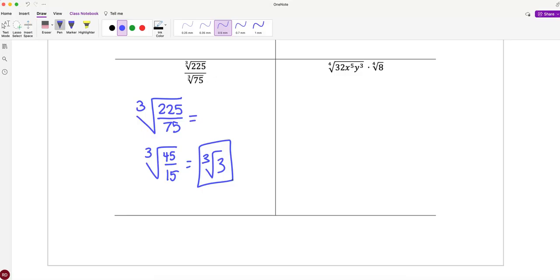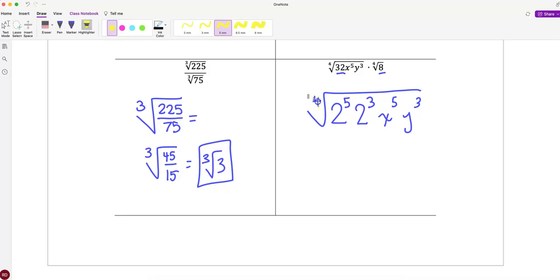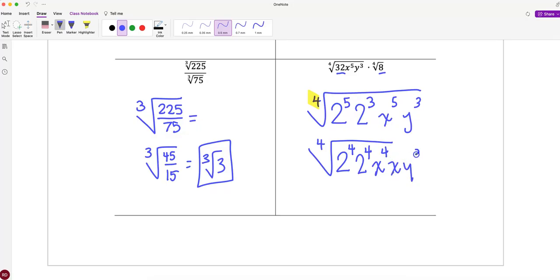The fourth root of all of this. So this is 2 to the 5th, and that's 2 to the 3rd, so you're going to have the fourth root of 2 to the 5th and 2 to the 3rd, and then x to the 5th y cubed. Because this is the fourth root, I want to organize everything in perfect fourths. So this 2 to the 5th, 2 to the 3rd, that's 2 to the 8th. So I can rewrite that as 2 to the 4th, 2 to the 4th, and then x to the 4th, x, y cubed.